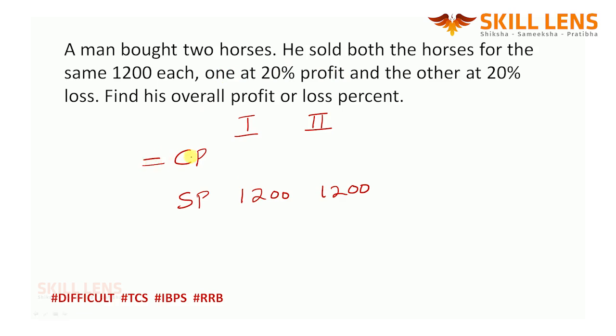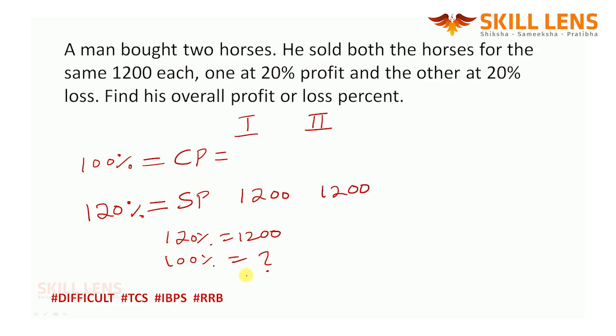Guys, cost price is always what percent? 100%. How about selling price? That changes according to the question. Here, 20% profit means 100 plus 20, so it's going to be 120%. Okay guys, can I conclude now? Yes, 120% equals 1200. Then 100% is going to be how much? 1000.